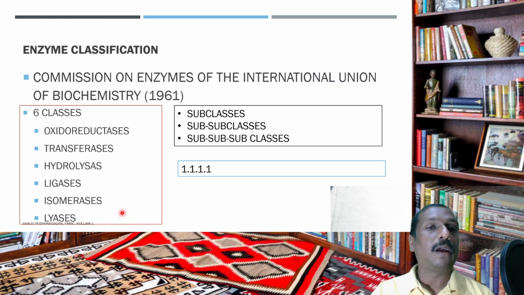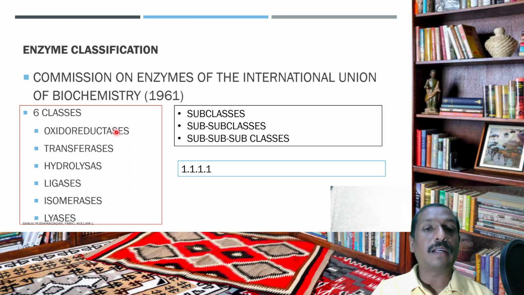So we are classifying the total enzymes in the living system into six different classes. Class 1 oxidoreductases, class 2 transferases, class 3 hydrolases, class 4 ligases, class 5 isomerases, and class 6 lyases. There is a shortcut for identifying the names of these classes. We should remember it as OTHLIL. O stands for oxidoreductases, T transferases, H hydrolases, L ligases, I isomerases, and the last one, lyases. That is the first step: we classify all enzymes into six different classes.